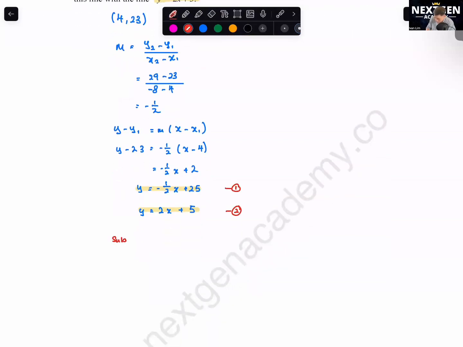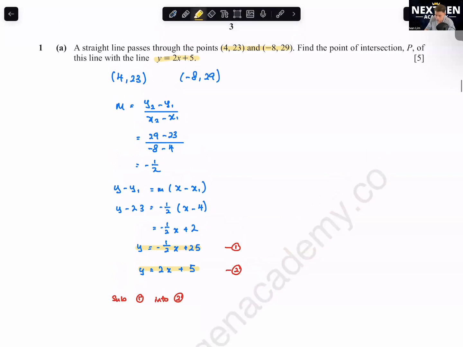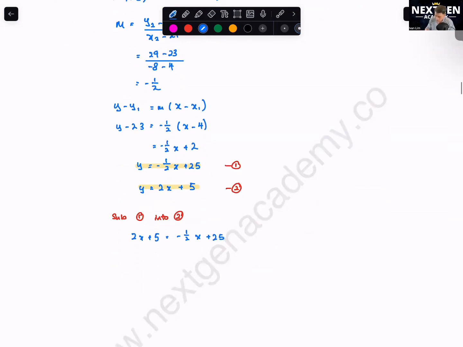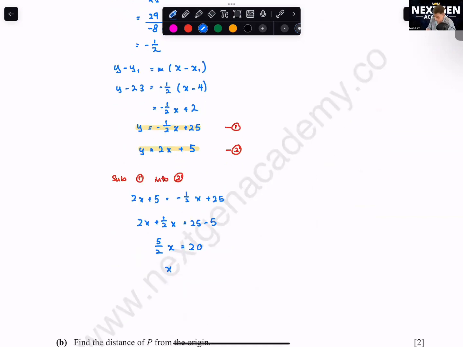Then we are going to do simultaneous equations. Substitute 1 into 2. Why do we do substitution? Because the keyword is point of intersection. Point of intersection means you equate both equations together. Then we'll do 2x plus 5 equals negative 1 over 2x plus 25. I bring all the x to one side. So 2x plus 1 over 2x equals 25 minus 5. You get 5 over 2x equals 20. x equals 8. Okay, very good. x equals 8.